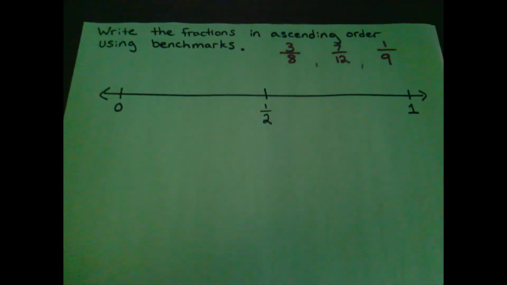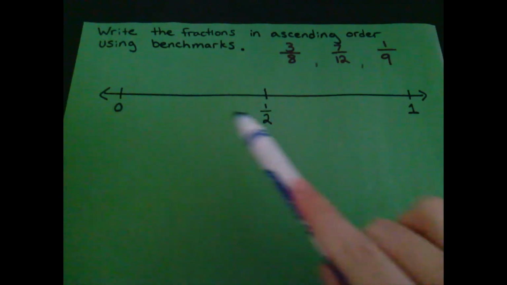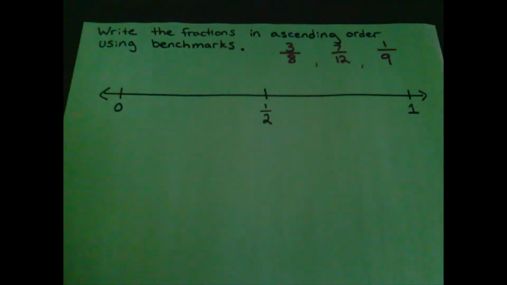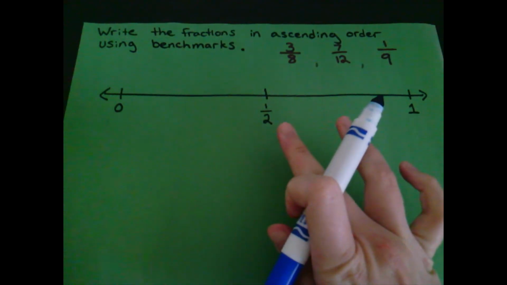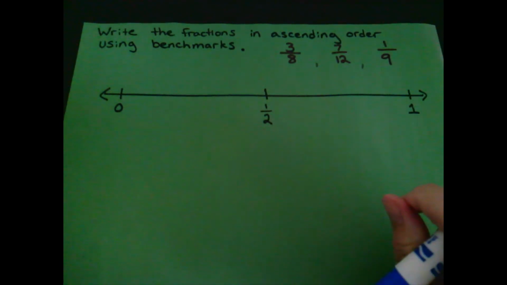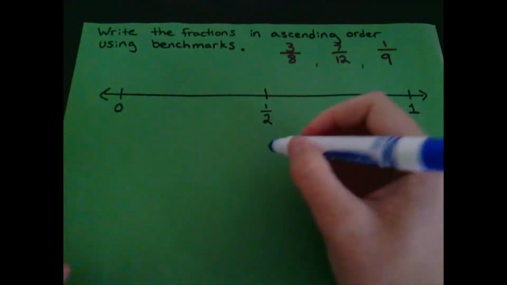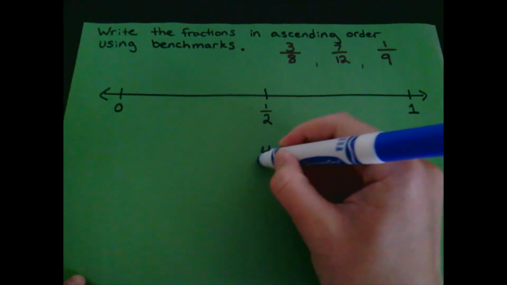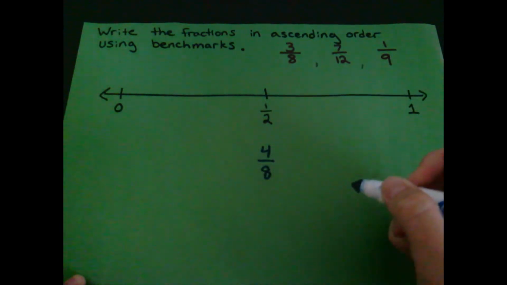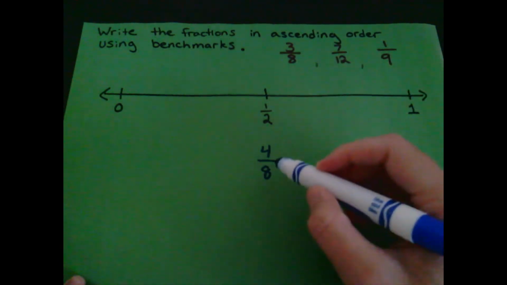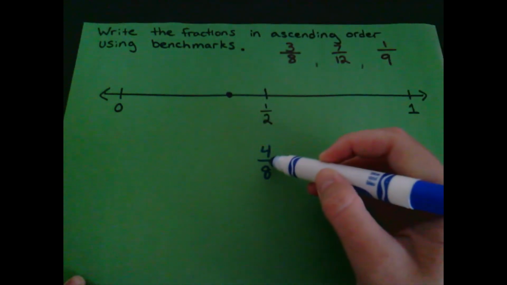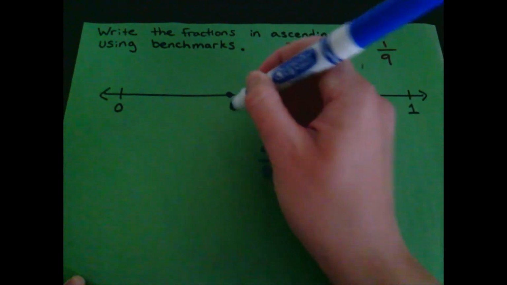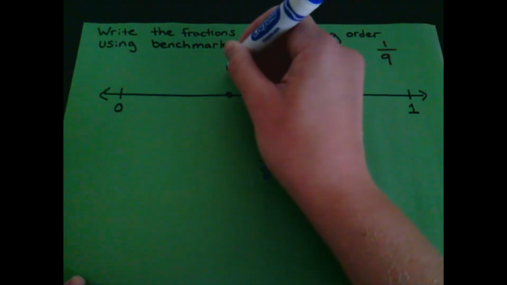The first one being 3/8. Now, is 3/8 close to 0, 1/2, or 1? It's close to 1/2. Very good. So how did we get that? Why do we know that it's close to 1/2? Well, we know that 4/8 is the same as 1/2, and 3/8 would just be around here because it's 1 less than 4/8. So we're going to put down 3/8 here.